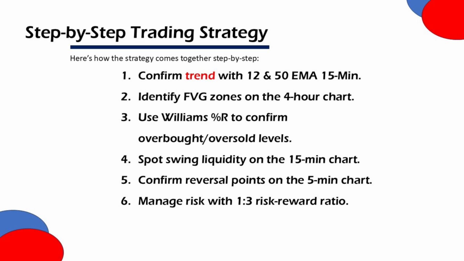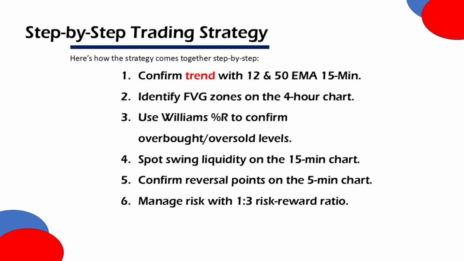Let's break it down step by step to show how this strategy can help you achieve consistent profitability in trading. Use EMA to confirm the trend. The 12 EMA and 50 EMA are your tools to identify the overall market trend. If the 12 EMA is above the 50 EMA, it signals a bullish trend. If the 12 EMA is below the 50 EMA, it signals a bearish trend.